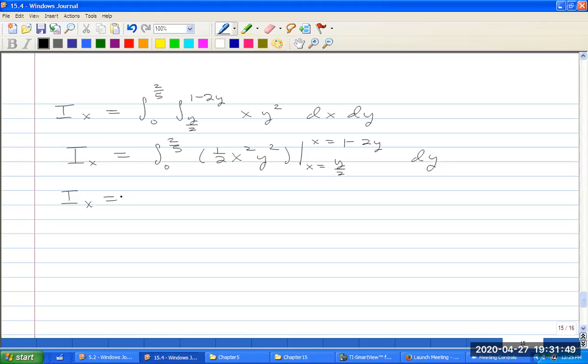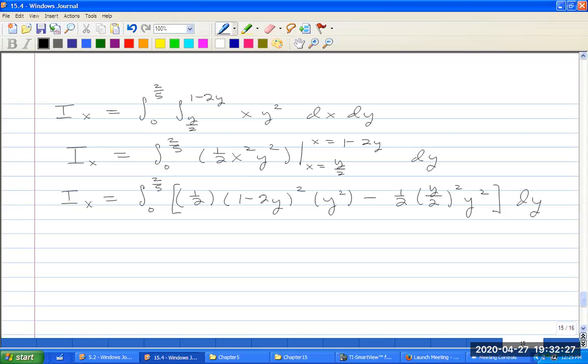And so this is equal to the integral from 0 to 2/5 of 1/2 (1 minus 2y) squared times y squared, minus 1/2, plug in y over 2, (y over 2) squared times y squared, dy.